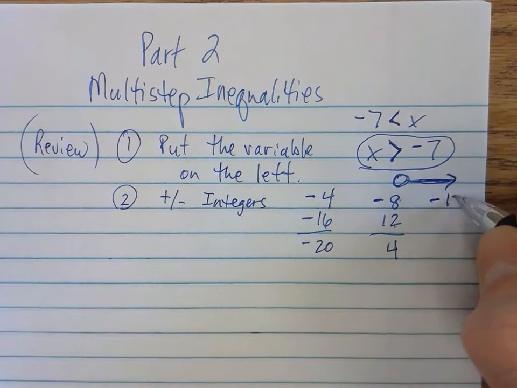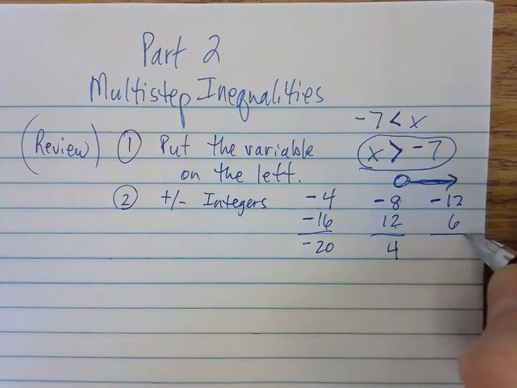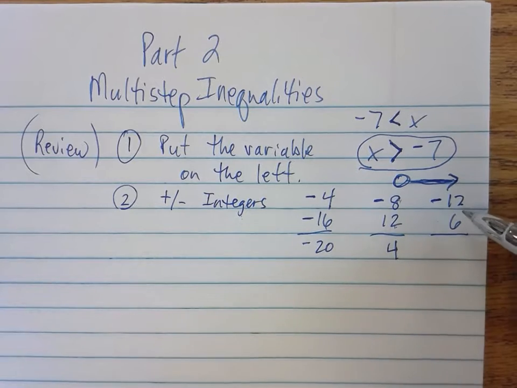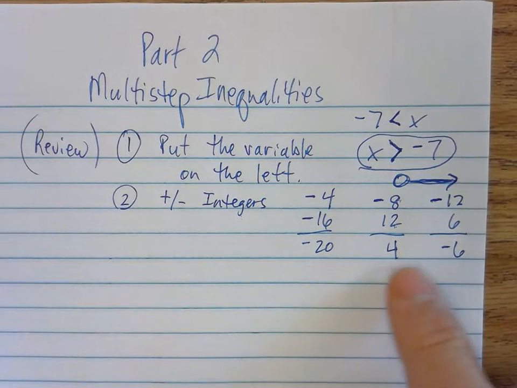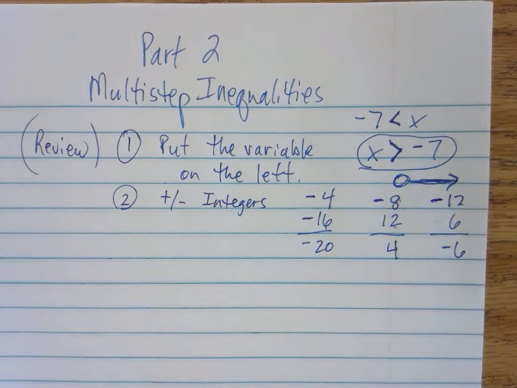And if you had this one, you would subtract them and take the sign of the bigger number because they're different signs, and that would be negative 6. So just be careful. Same sign, you add them together. If you got different signs, you subtract them, take the sign of the bigger number, okay?